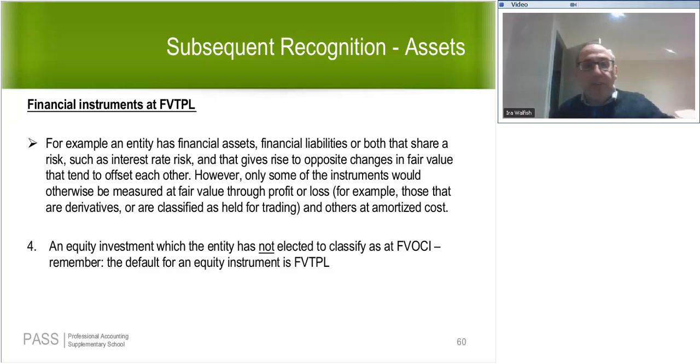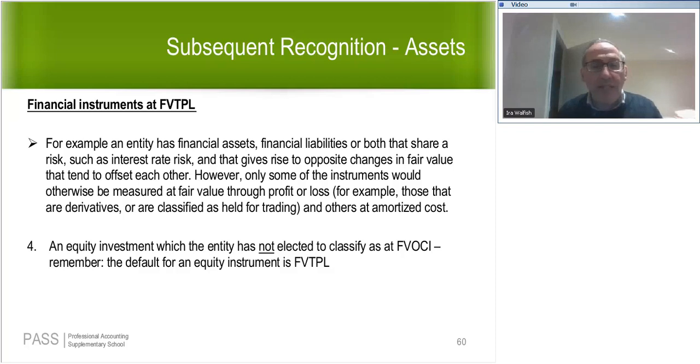The fourth situation where you might find yourself using the FVTPL category is an equity instrument which the entity has not elected to classify as FVOCI. I mentioned way back that the default for an equity instrument, if I buy shares, is FVTPL, unless I elect to treat it as FVOCI. If I don't elect to treat it as FVOCI, the default is FVTPL.